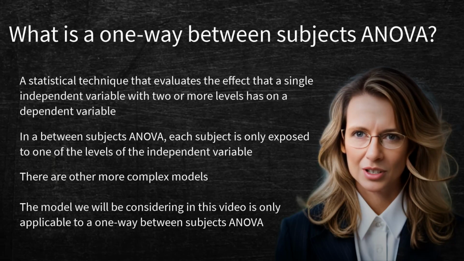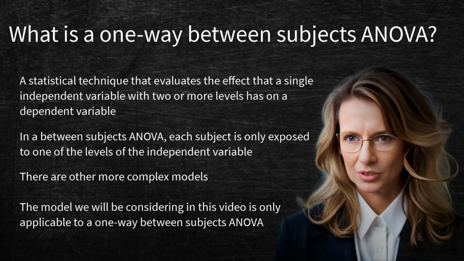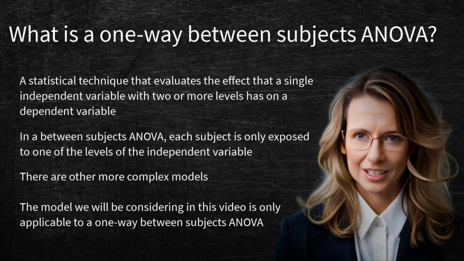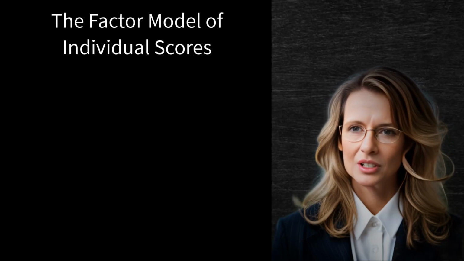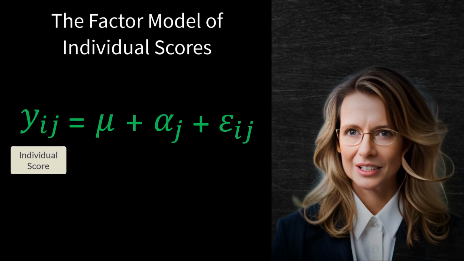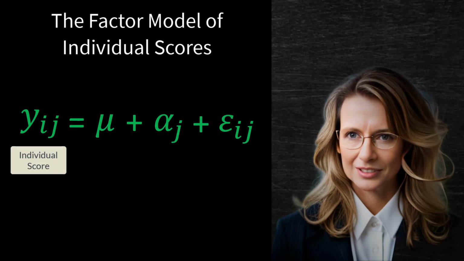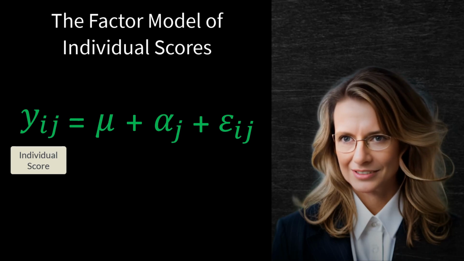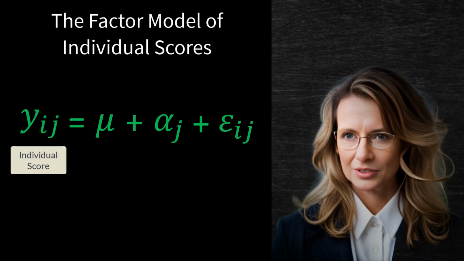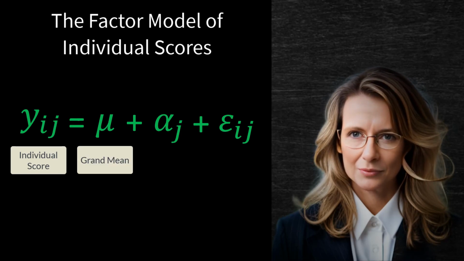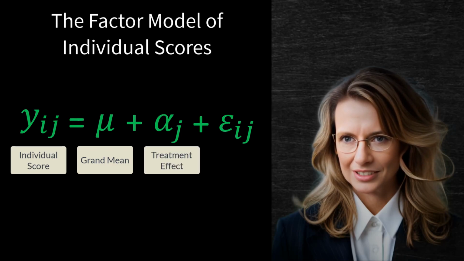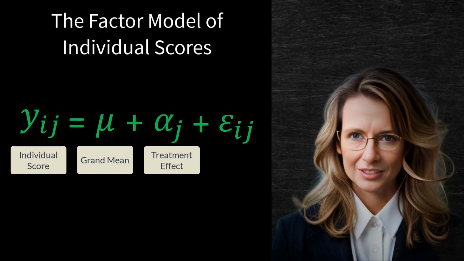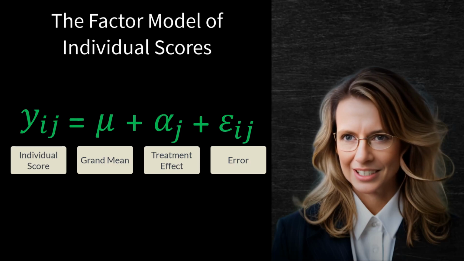There are other, more complex models that are used to describe individual scores in ANOVAs that contain more than one independent variable, but we will not be covering them in this video. The factor model for individual scores is a statistical representation of the data that decomposes the individual scores into three different components. These components are: 1. The overall, or grand, mean designated by the Greek symbol mu. 2. The effect that being assigned to a particular group in a study has on an individual's score, designated as alpha. And 3. A term that represents random error in that score, designated as epsilon.